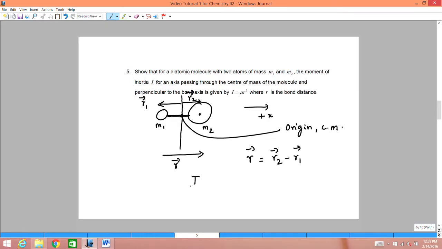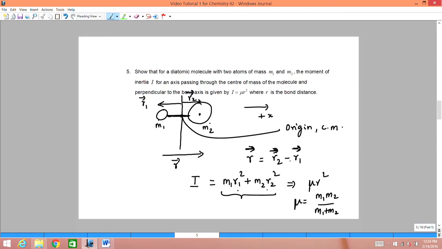And what is the moment of inertia? The moment of inertia is m1 r1 square plus m2 r2 square, because r1 and r2 are the perpendicular distances of the two masses m1 and m2 from the axis about which we want to calculate the center of mass. So, m1 r1 square and m2 r2 square. This is what is to be rewritten as mu r square, where mu is the reduced mass m1 m2 by m1 plus m2.